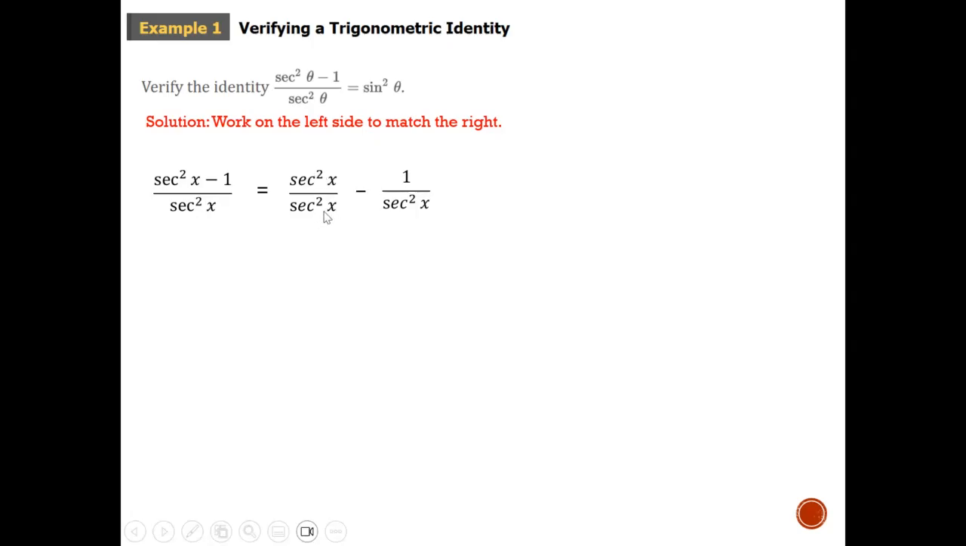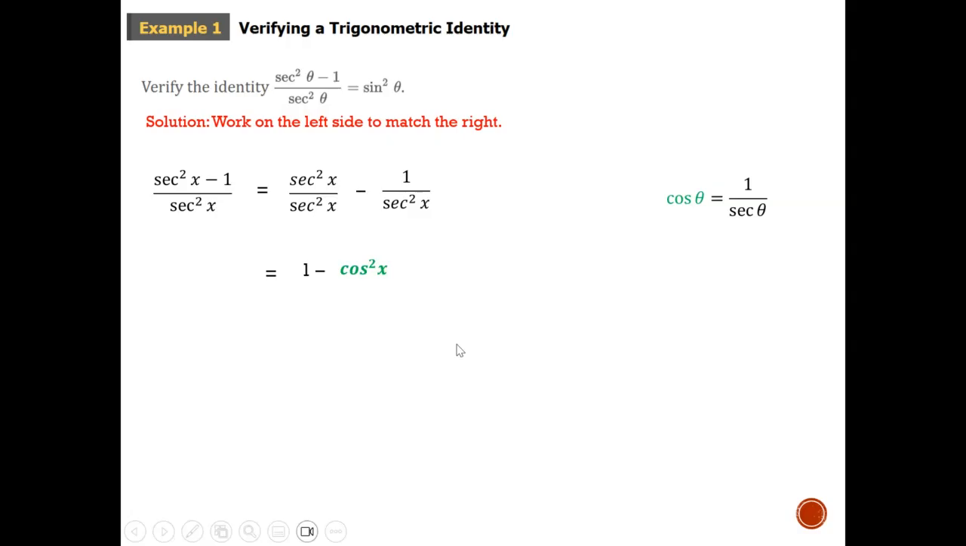Okay, we know that secant squared x over secant squared x is equal to 1, right? And we know that cosine of theta is equal to 1 over secant theta. So I'm going to replace 1 over secant squared x with cosine squared x. Okay, you see it's color-coded here.